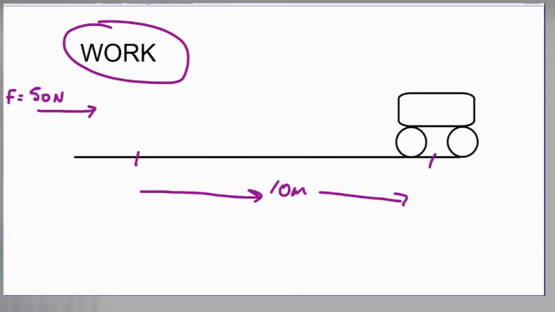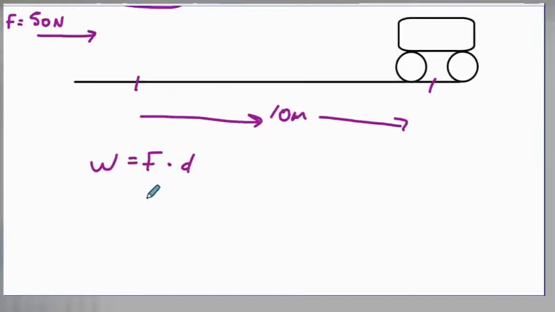How much work did I do to make it move that far? Well, it's quite simple. The work is the force times the distance. So, quite simply, in this example, if we took something and applied 50 newtons of force over a 10-meter distance, then we have applied 500 newton meters of work.